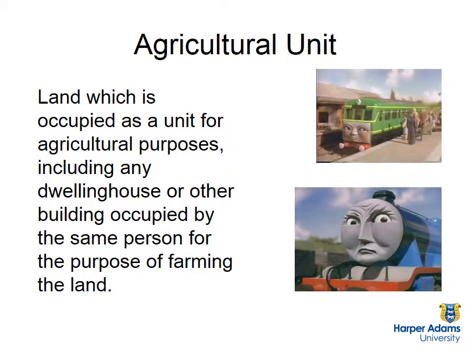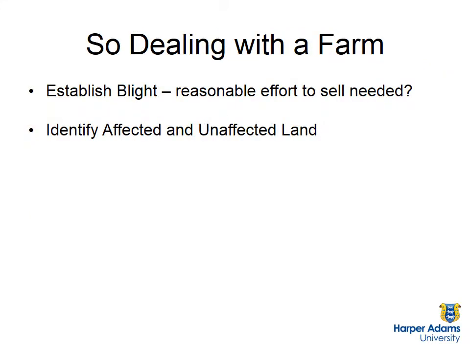That's not the end of it, though. What does count as an agricultural unit for these purposes? This is the definition from the legislation. It's land which is occupied as a unit for agricultural purposes. You might think that's a little self-serving, but it does go on to include any dwelling house or other buildings occupied by the same person for the purpose of farming the land. So that's just what an agricultural unit is.